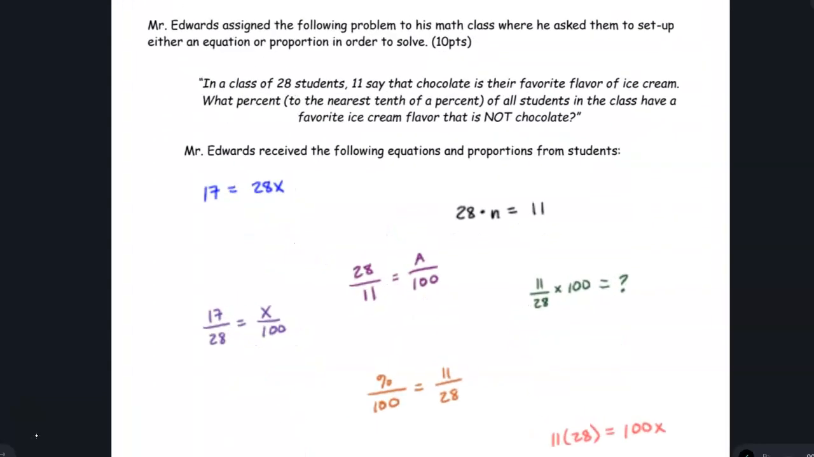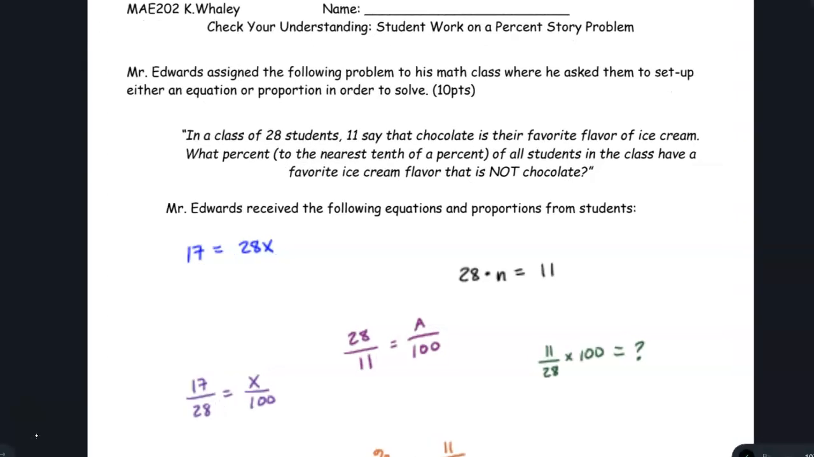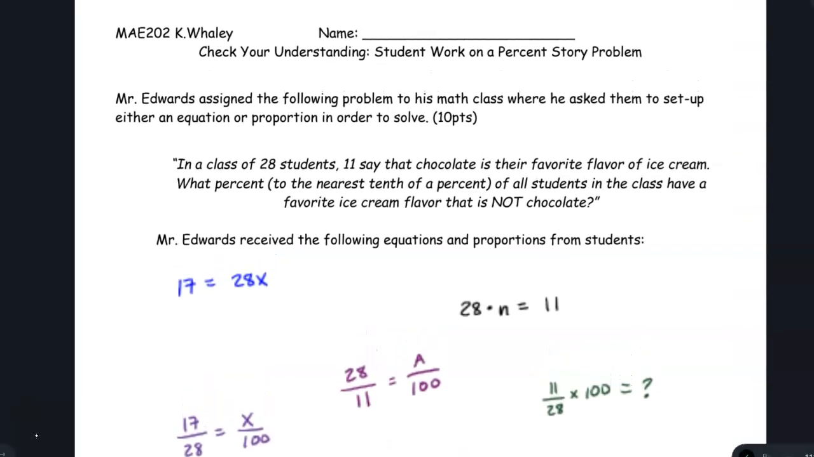This is very similar to the last example we did in the notes, because we have a lot of different approaches we could take. It's giving us the number that do like chocolate and it's asking for the percent that do not like chocolate. So we could either do our subtraction at the beginning or at the end, and we could do the translation method or the proportion method here.